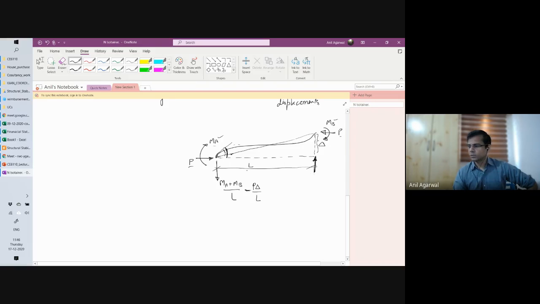Likewise, at this end, you would have MA plus MB divided by L. This was already there earlier also. But because of the sway, we will now have P delta by L. And delta is given as D5 minus D2. Right. So this is D5, the vertical movement D5, and this is vertical movement D2 at this degree of freedom.